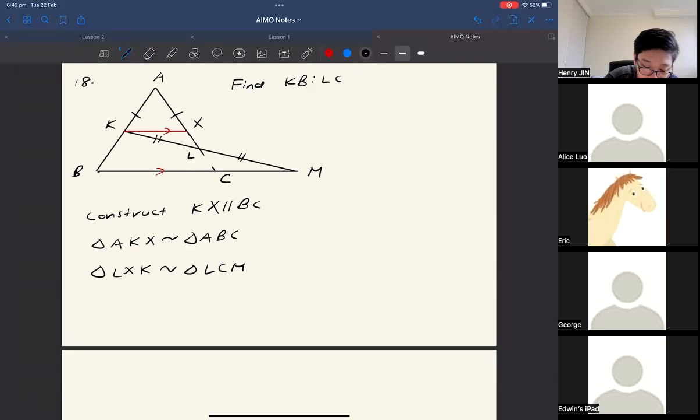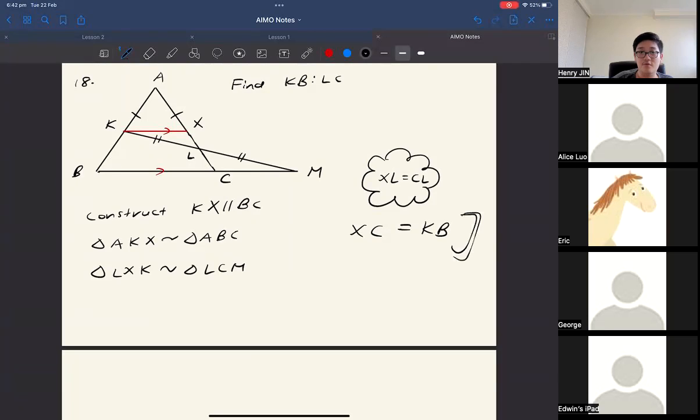So I'll just do this dream bubble. You might think, oh, is that equal, right? And if XL is equal to CL, then we know that XC equals KB, right? Is anybody confused with this? We know KC because we know XC equals KB. Okay.